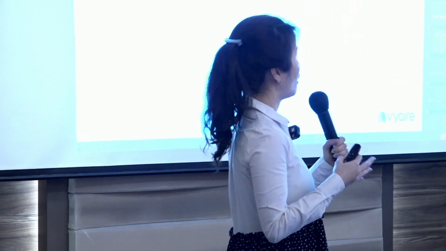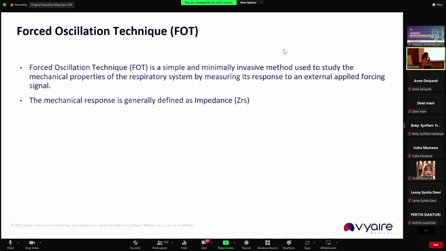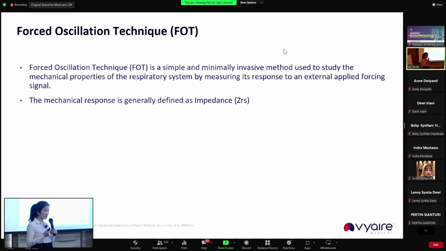So here on our Fabian ventilator, we have this thing called forced oscillation technique, FOT. It's a very simple to use and minimally invasive tool that can be used to study the mechanical properties of the respiratory system of the patient by applying an external force signal.